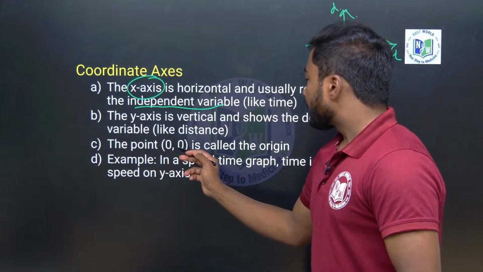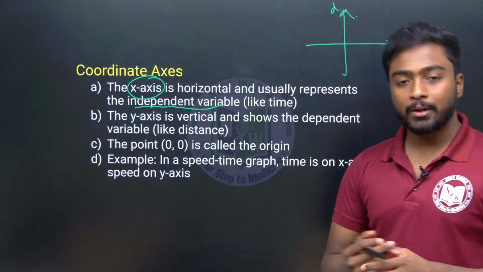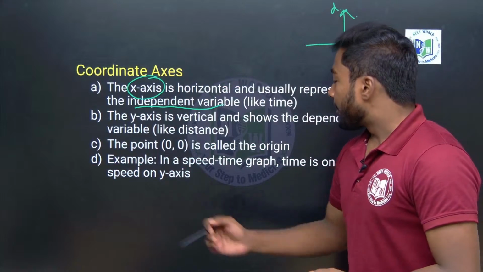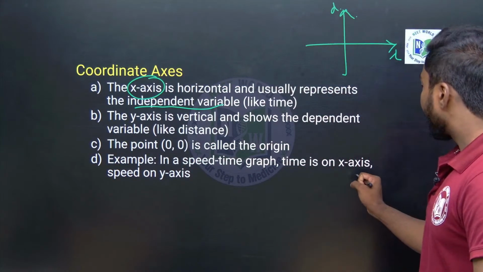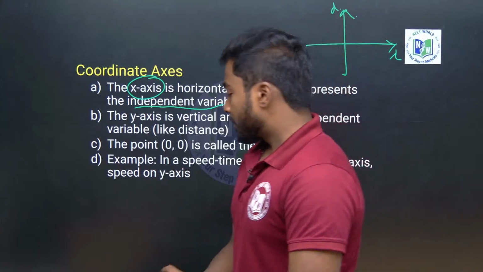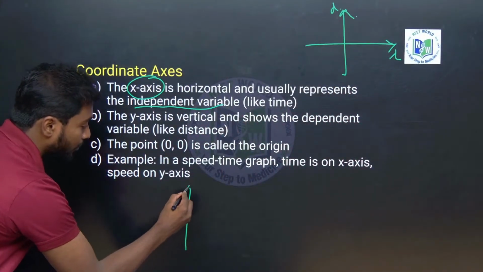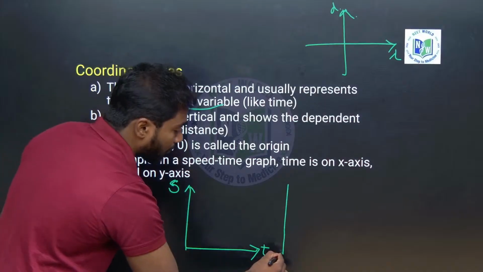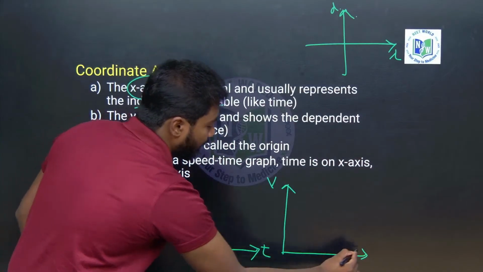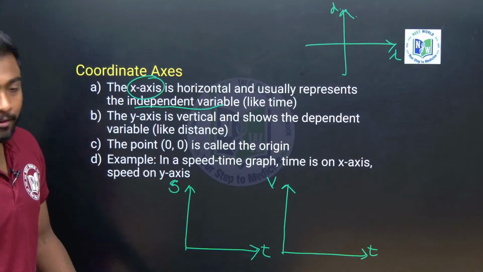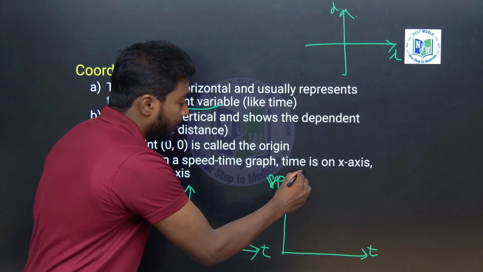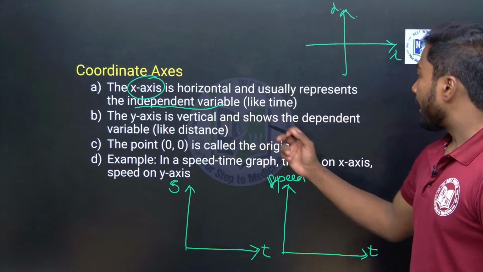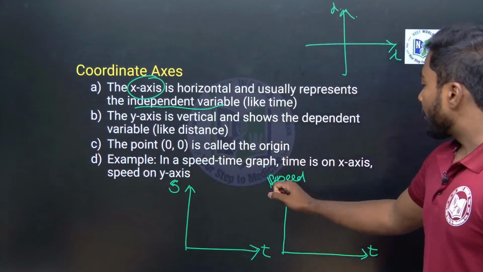Next, the point 0, 0 is called the origin. Whenever we talk about the origin, the point is 0, 0. Next, for example, in a speed-time graph, time is on the x axis and speed on the y axis. We have seen that this is displacement and this is time. If I talk about a velocity-time graph, this is velocity and this is time. If I talk about speed, this will be my speed and this will be my time. So time is the independent variable, and the dependent variable is on the y axis.